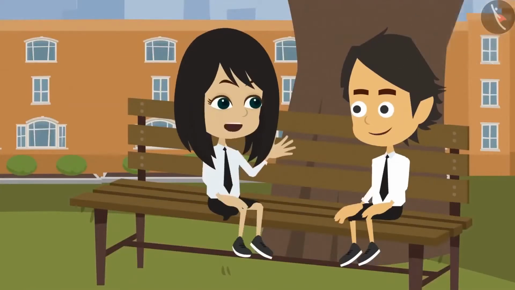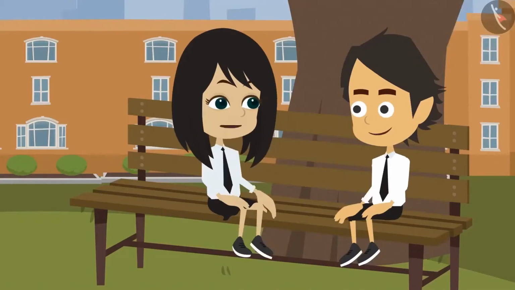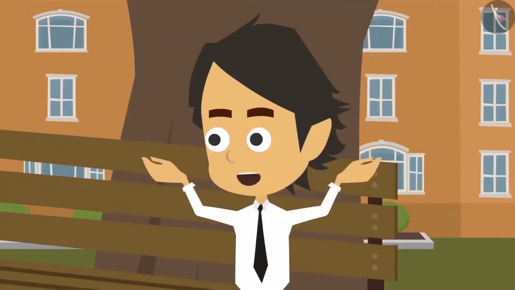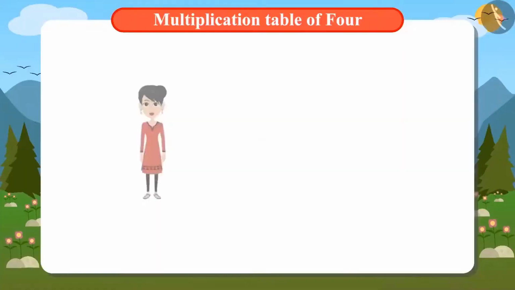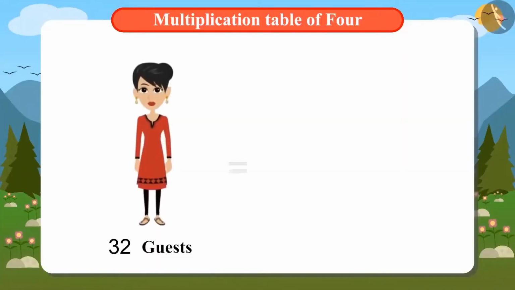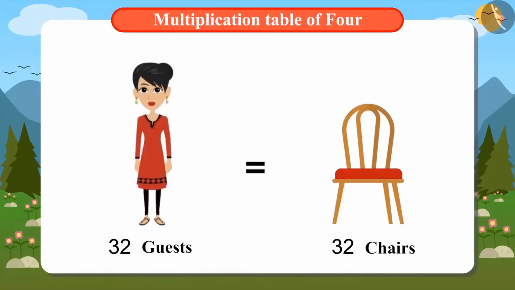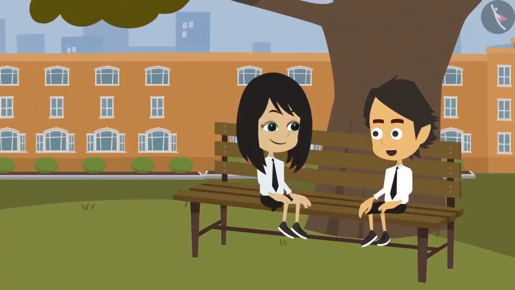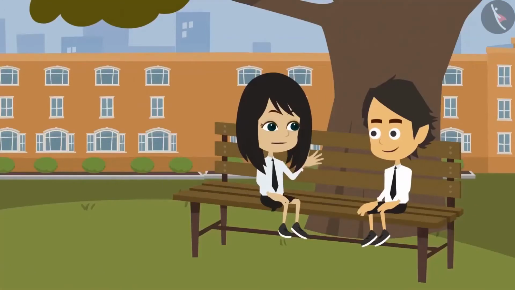You can find out the number of tables in the same way you found out the number of chairs. It's not that simple. It is very easy to find out the number of chairs. There are a total of 32 guests coming, so the number of chairs also will be 32. But a table will be used by many, and that is why I am puzzled. Okay, come on, I will help you.